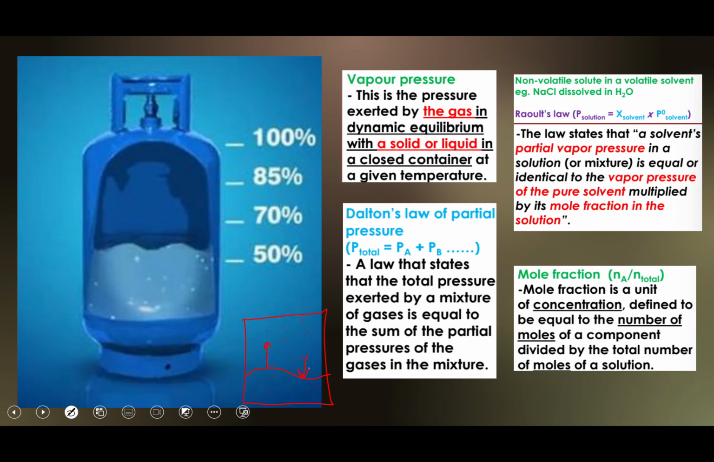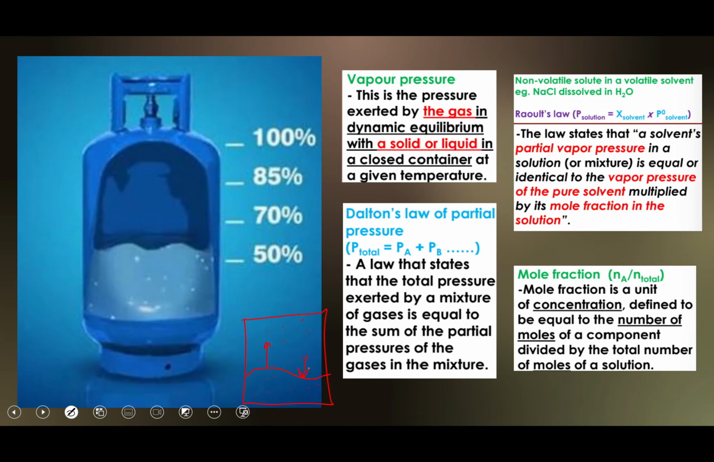At a steady temperature. So that's one of the things that happens within a propane cylinder in your kitchen at the moment. There is some amount of liquid in it, and then there's some amount of actual gas in it. So liquid doesn't actually spew through your stove, but the vapor that is produced from the liquid propane is what is pushed into the stove. So the vapor pressure itself is the pressure exerted by the gas in dynamic equilibrium with a solid or liquid in a closed container at a given temperature. That is the full definition. So we're looking at that now.